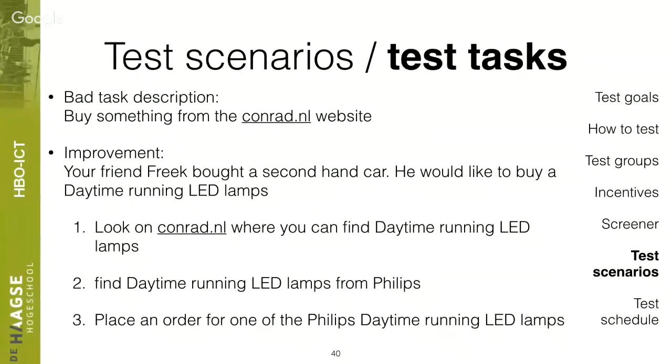So, your friend bought a second-hand car, and you would like to buy daytime running LED lamps, and then the steps that you want to do. So you give more details in these steps. So here, okay, you want to find a specific brand. So you want to check if the filtering options of the Conrad website are working very well. You want to see if the search options are working very well, etc.